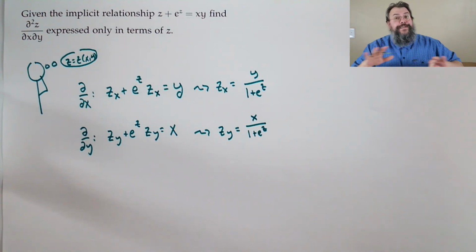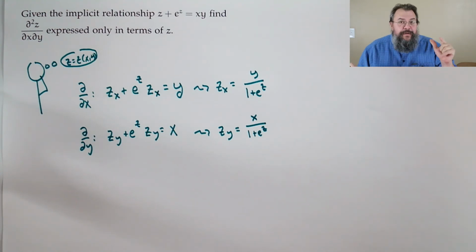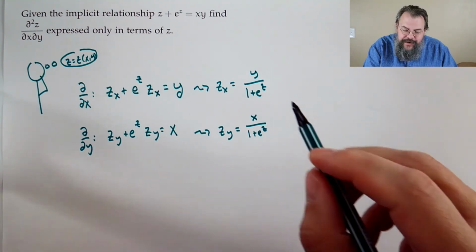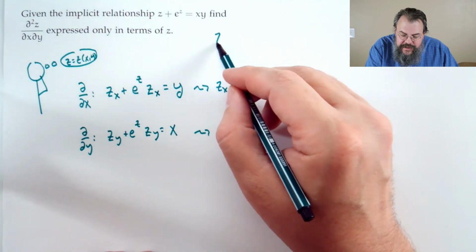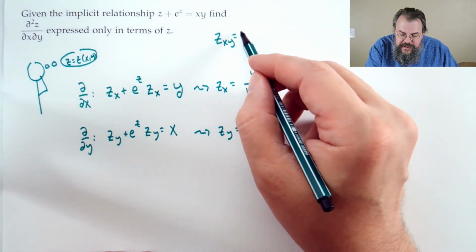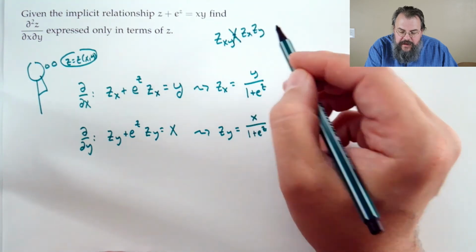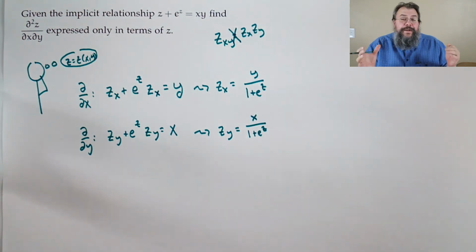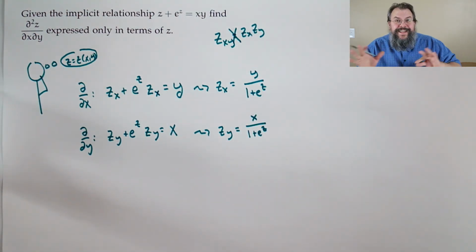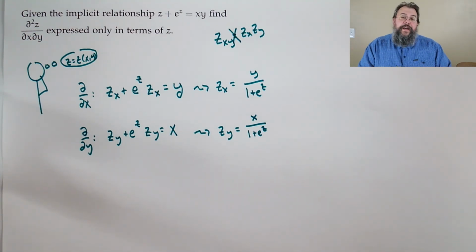Well, let's say what it's not. Z sub xy is not the same as z sub x times z sub y. So, as a word of warning, this is not zx, zy. Okay? I mean, it feels like there should be something like that, but that is not how partial derivatives work. What we have to do is we have to take a derivative of a derivative.